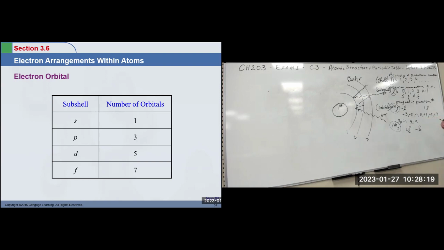So how many electrons does that mean for each one? Well, if you can have only 1 orbital here, and each one can have 2 electrons, that means you can have 2 electrons in each orbital for the S. For the P, you can have 3 orbitals with 2 electrons each. That means 6. For the D's, you can have 5 orbitals, 2 electrons each is 10 electrons. And for the F's, you can have 7 orbitals or 14 electrons.